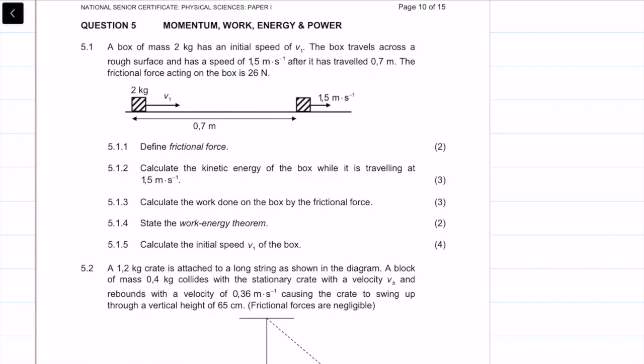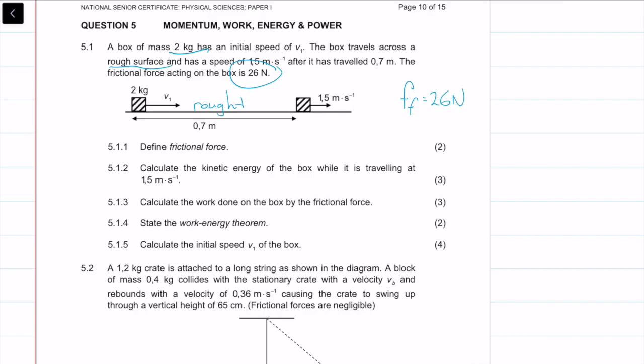5.1. A box of mass 2 kilograms has an initial velocity vi. The box travels across a rough surface. Just going to put in there that that's rough. And has a speed of 1.5 meters per second after it has traveled 0.7 meters. The frictional force acting on the box is 26 newtons. So I'm going to put there force friction equals 26 newtons.